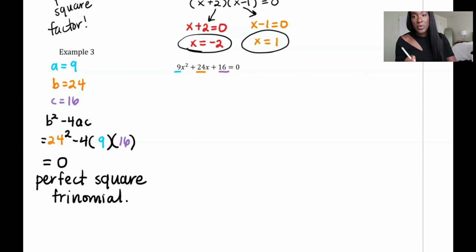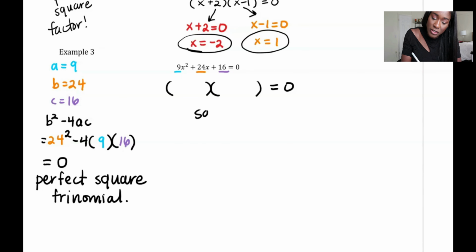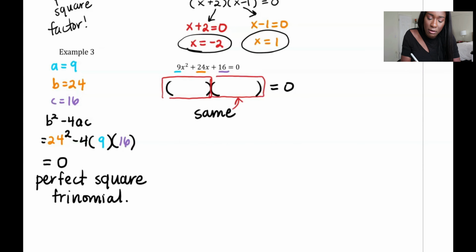Once you know that your discriminant is 0 and you have a perfect square trinomial, it basically means that your quadratic is factoring like that, and that these two things should be the same. So it's not necessarily a red box and an orange box. It's a red box and a red box, because they will be the exact same thing that goes in those boxes. And I'm going to show you how to find that thing.